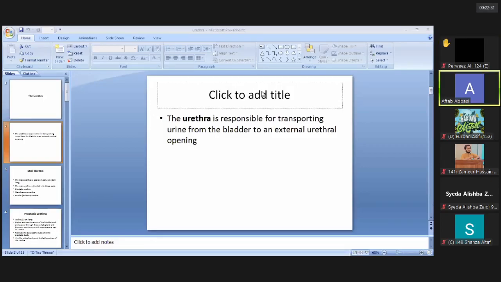So that doesn't depend on the sex, whether it is related to the male or female. It depends on the distensibility and the amount of urine that is present at that time. That's why it is lined by a transitional epithelium that can be modified according to the volume of the urinary bladder.